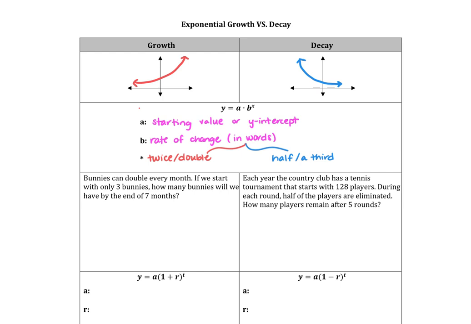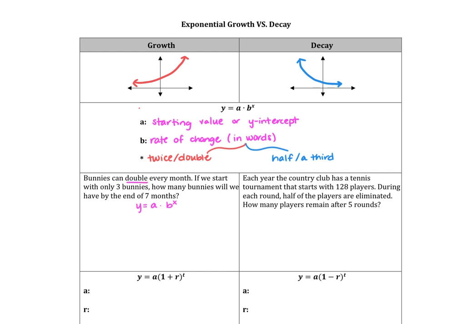I'm going to look at these two problems. The first says bunnies can double every month if we start with only 3 bunnies. Since this says that it doubles every month, then that is an automatic giveaway that it's getting bigger, which is an example of growth. How many bunnies will we have by the end of 7 months? So I'm going to start first with my equation, which is y equals a times b to the x. I know I'm using this equation because it has the word double.